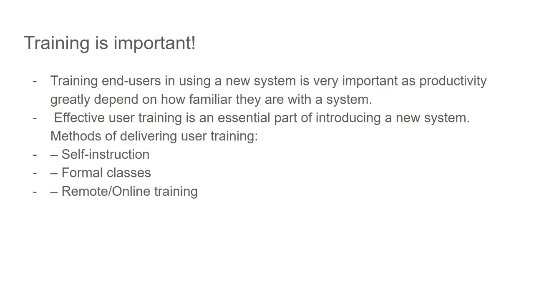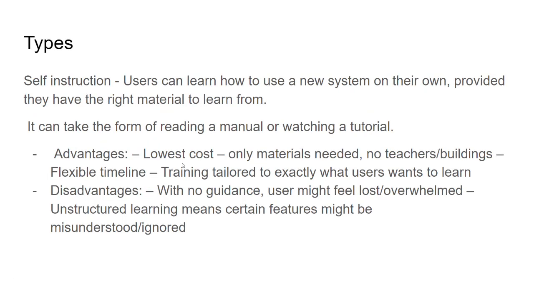So that's why training the end user to get to the target audience, target goal, is best. Here are some methods of user training: self instruction, formal classes, remote or online training. Self instruction: the user can learn how to use a new system on their own, provided they have the right materials to learn from. Some advantages are lower cost, only materials are needed, no technical experience, and a flexible timeline because you are learning yourself, so you can choose when you want to learn.